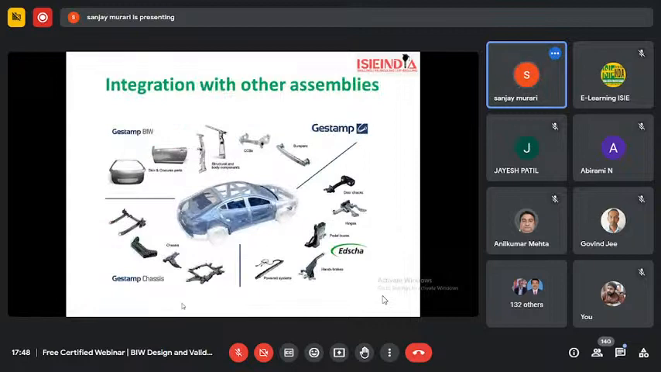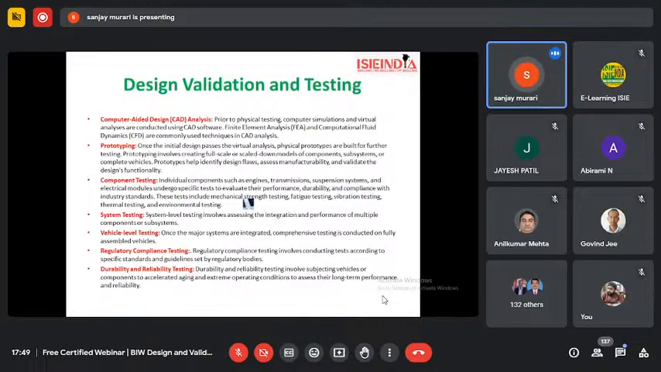So these are some of the other things which integrate with the BIW. For the BIW, closures will be there. Closures means the doors, hoods, bonnet, and tailgate. Here the transmission system will be there, wheels, axle, everything. Powertrain system will be there. And inside, all the interior fitments and the seating system are attached over here. Okay. So these are the other assemblies which we integrate with the BIW.